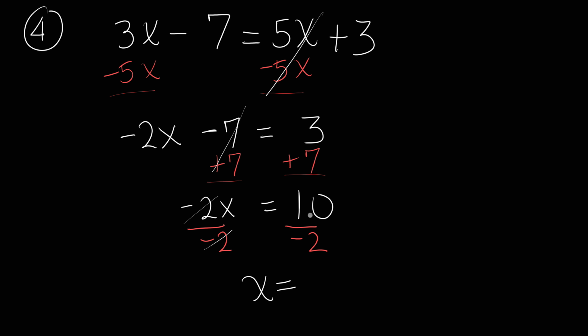Now 10 divided by negative 2 is going to be negative 5, because whenever you're dividing numbers that have different signs, the outcome is negative. So x equals negative 5.